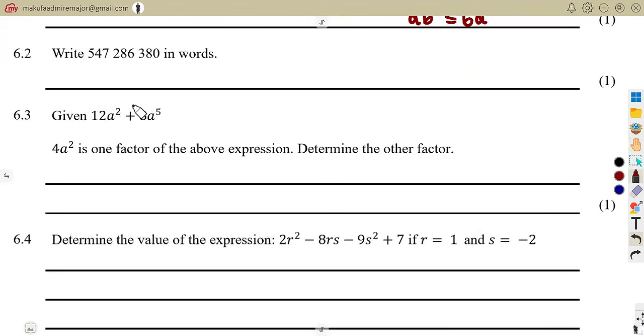Write down this value in words. 547,286,380. They're saying write it in words. So the way that I'm stating it is the way you're supposed to write it. So it's 547.